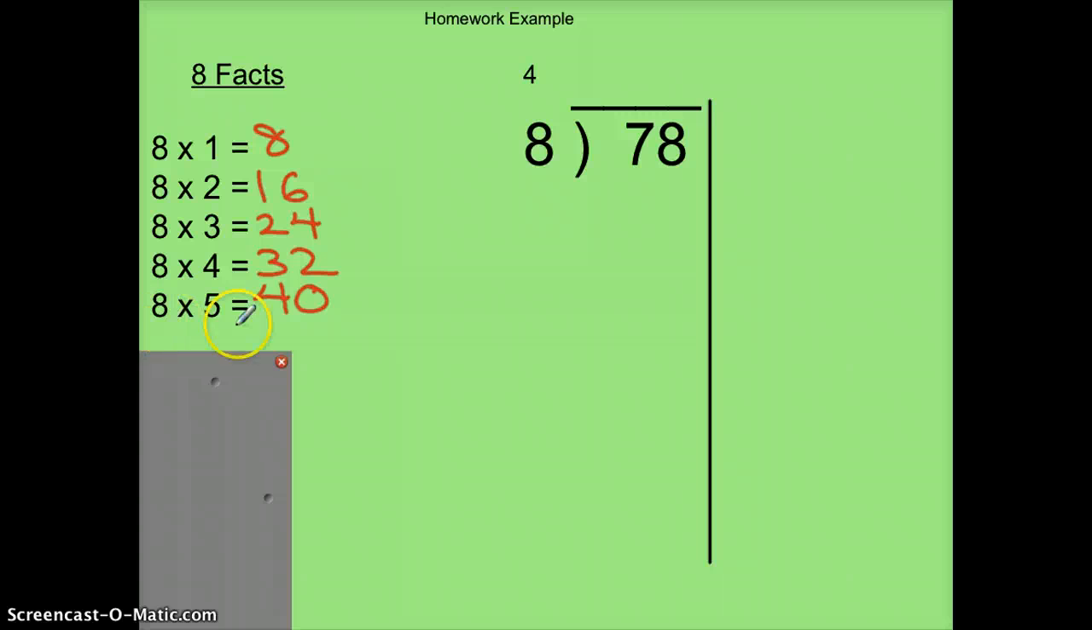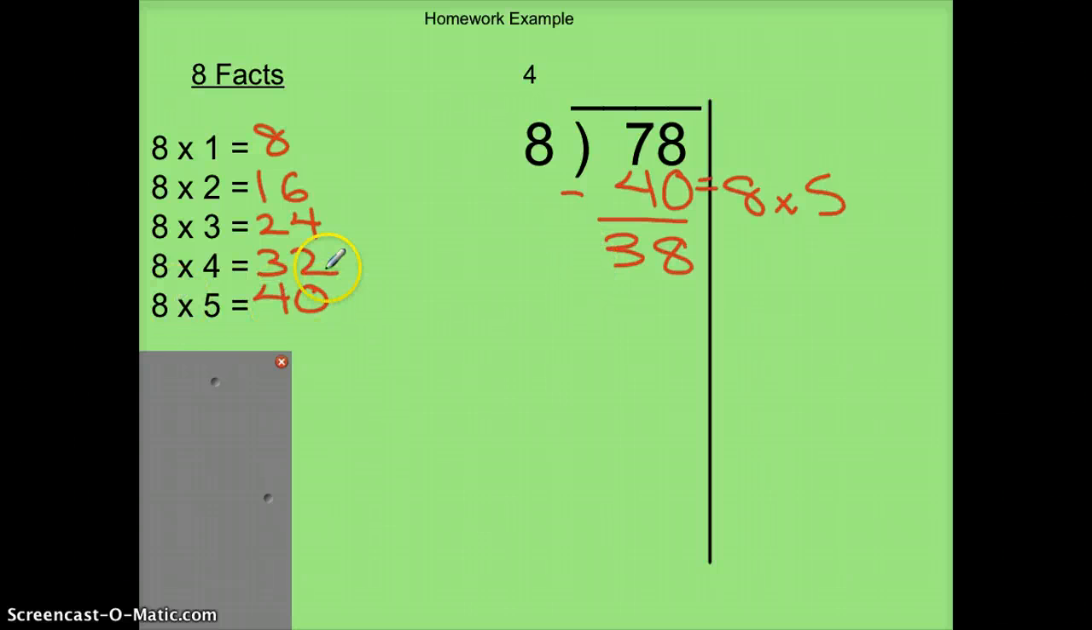8 times 5 is 40, my closest fact to 78, which is my dividend. So I'll start there. 8 times 5 equals 40. 8 minus 0 is 8. 7 minus 4 is 3. 38 is how many I have left. After taking away 5 groups of 8, I now have 38 left.